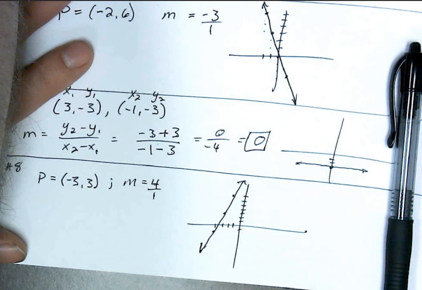Okay, sorry, we're supposed to have x is -3, y is 3. Oh yeah, we did it right.